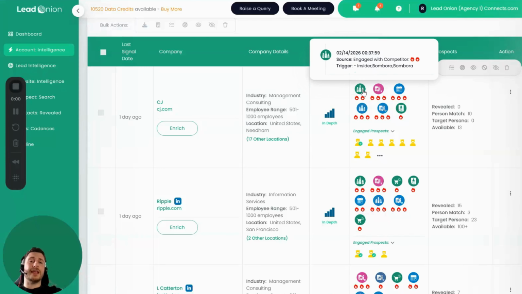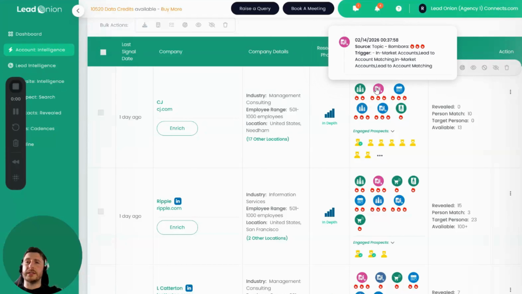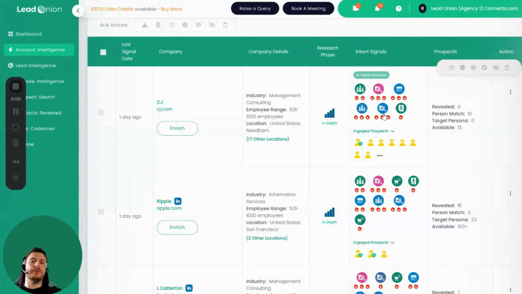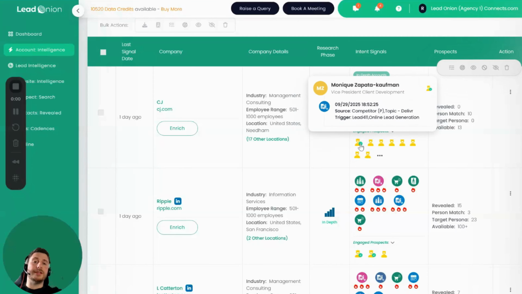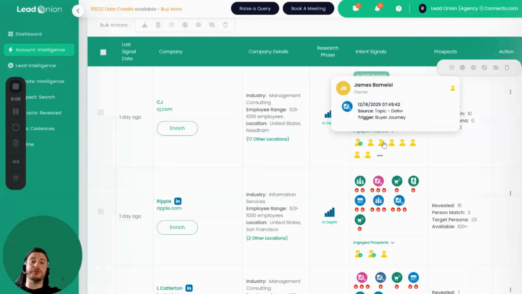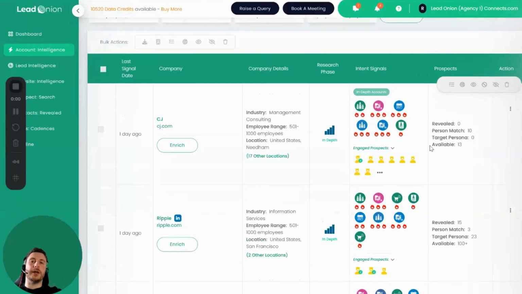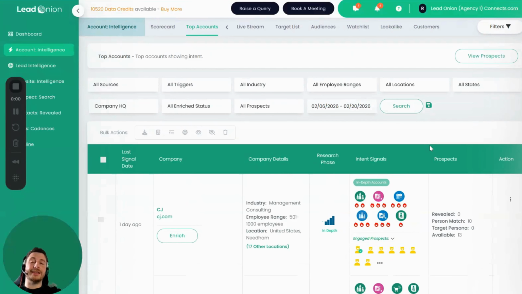And that's because we know they're engaging with our competitors, they're researching topics that tell us they have an interest in what we sell, their company is hiring in roles we know are relevant to us, and this has all been verified by multiple different data providers. But crucially, we know the people internally that are doing this research. Folks like Monique and Rachel and others are all doing the research we want them to be doing. All of this together makes CJ and others on this list one of my top accounts. Check out your top account today in Lead Onion and start reaching out to the very hottest prospects in your market. Next up, let's look at Livestream.